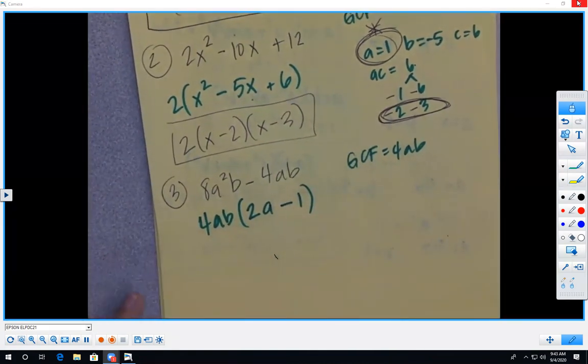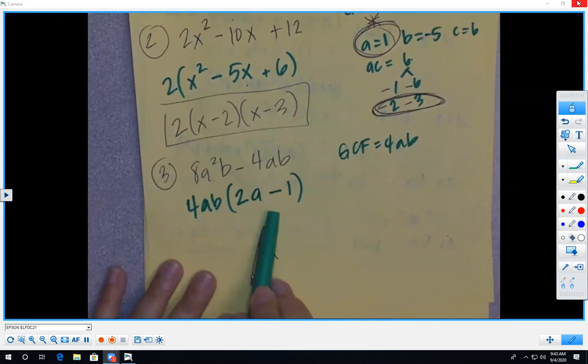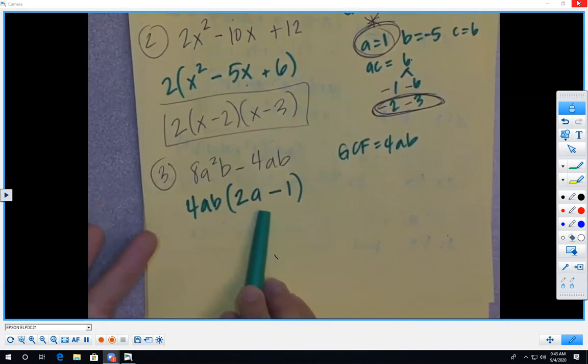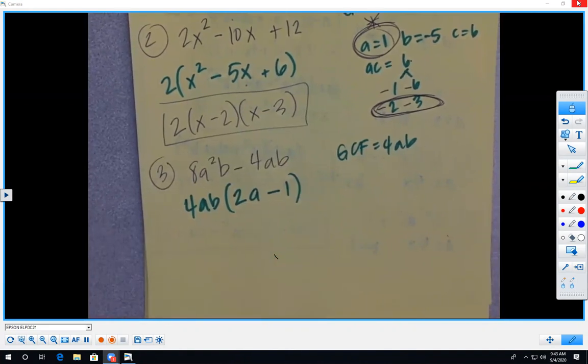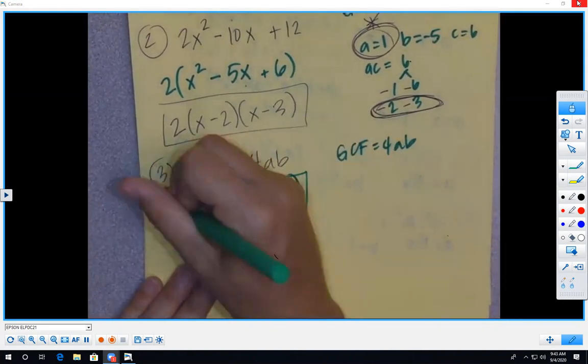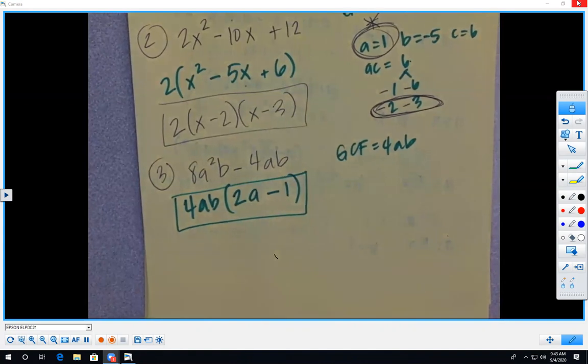So now look inside. How many terms do you have? 2. So that's either the difference of squares or the difference of cubes. Does this seem like one of those types of problems? This is just a plain old GCF problem. Okay, does that kind of make sense? The plan for each problem?